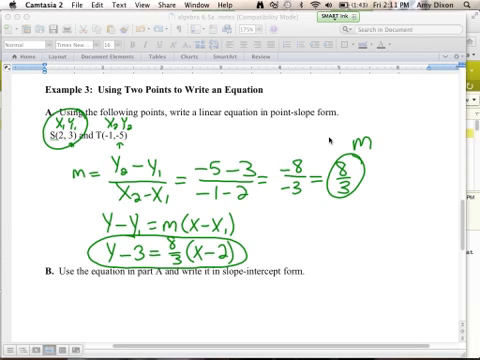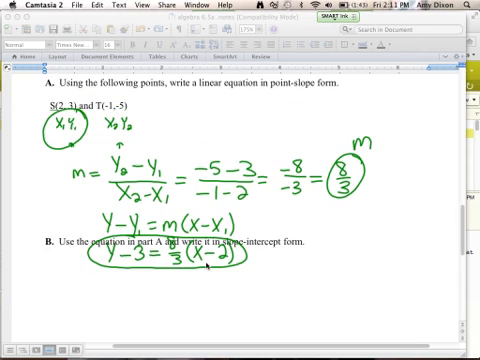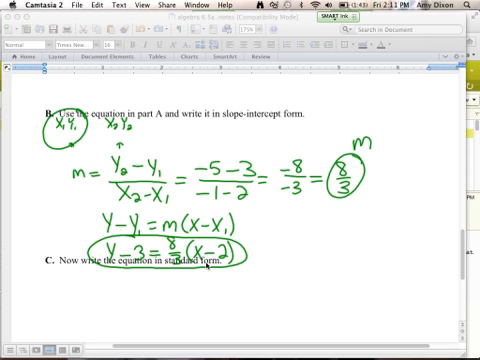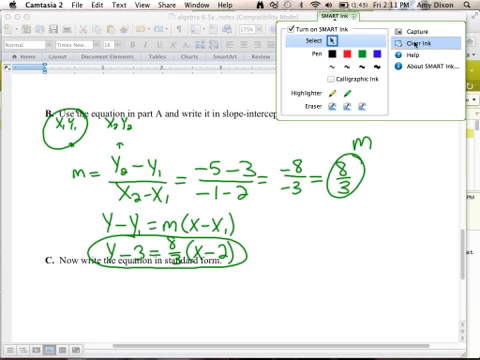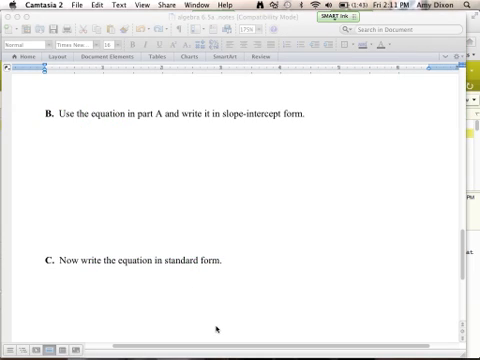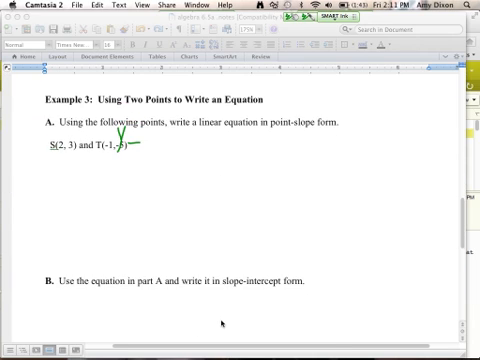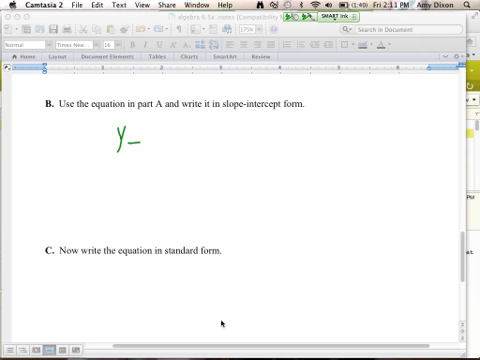All right, let's look at question B. Part B says use the equation in part A and write it in slope-intercept form. Sometimes we want our equation in slope-intercept form. So I'm going to rewrite this equation from part A into part B. Let's see, what was it again? It was y minus 3 equals 8/3 parentheses x minus 2. So we're going to write this into slope-intercept form.